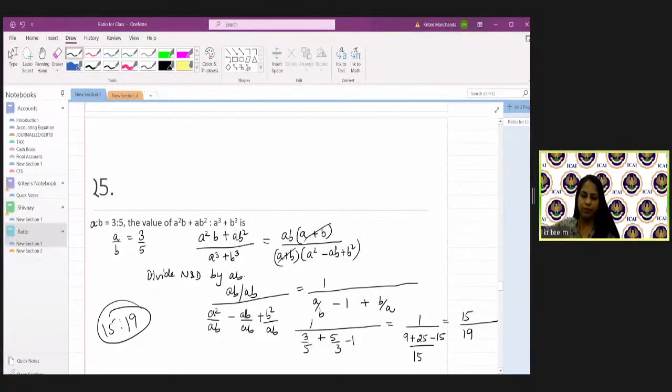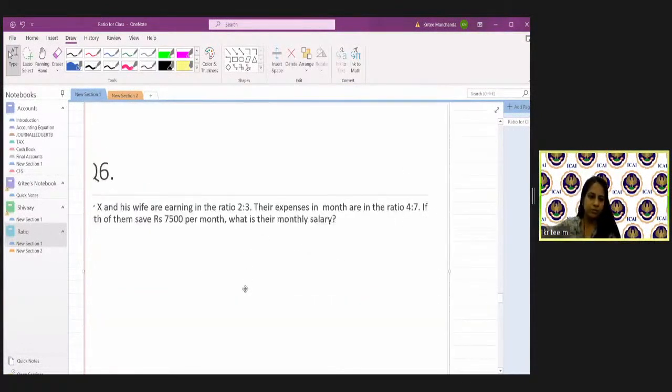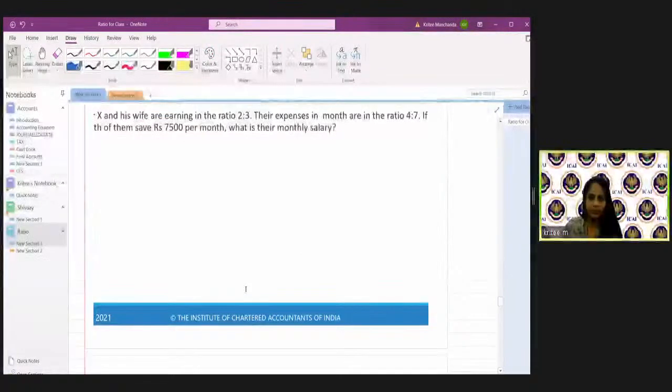Let's go quickly. We have some more questions before we wind up. All right. So it says Mr. X and his wife are earning in the ratio 2:3. Their expenses in the month are in the ratio 4:7. If both of them save 7,500 rupees per month, what is their monthly salary?